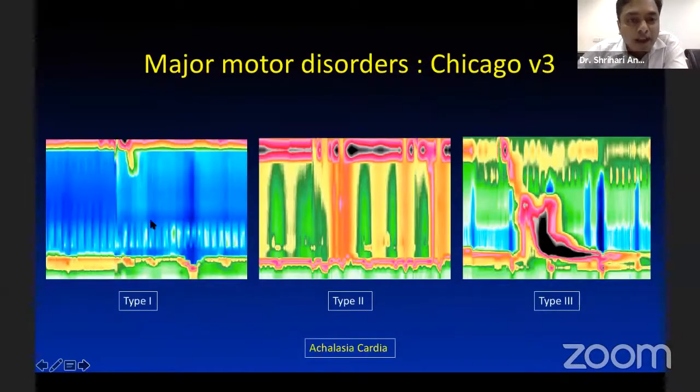What matters in a patient with dysphagia is whether this patient has major motor disorders, according to the previous Chicago version 3 guidelines. So which are the major motor disorders? You look for whether this patient has achalasia cardia, which could be of three types. Type 1, where you have a high IRP, but there is no contraction in all the swallows. Type 2 achalasia, where you have a high IRP and a pan-esophageal pressurization. Type 3 achalasia, where you have a high IRP and a low distal latency.